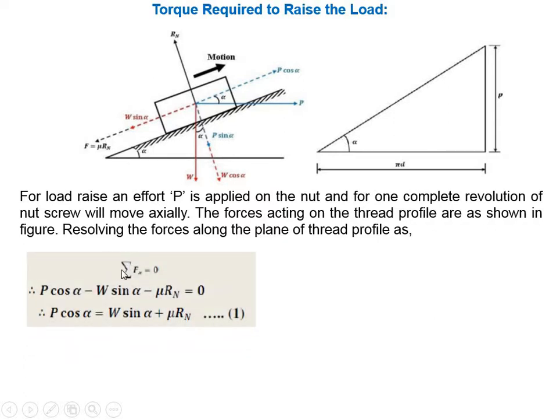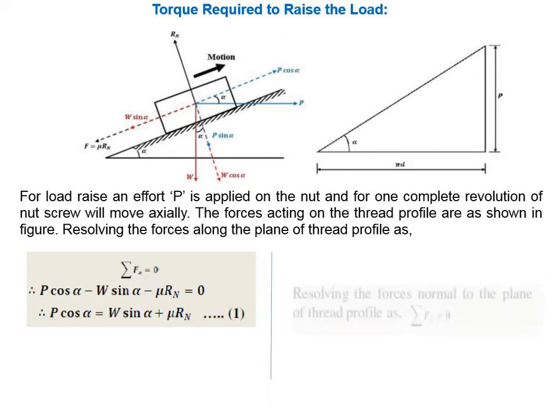When we take the summation of Fx, that is the summation of all the horizontal forces. What are the horizontal forces here? That is P cos alpha, W sin alpha, and mu Rn. These are the three horizontal forces. P cos alpha is positive, let's say it is in a clockwise direction. W sin alpha and mu Rn, the frictional force, are in the anti-clockwise direction, so these two are negative. So P cos alpha equals W sin alpha plus mu Rn, and it is called equation number 1.